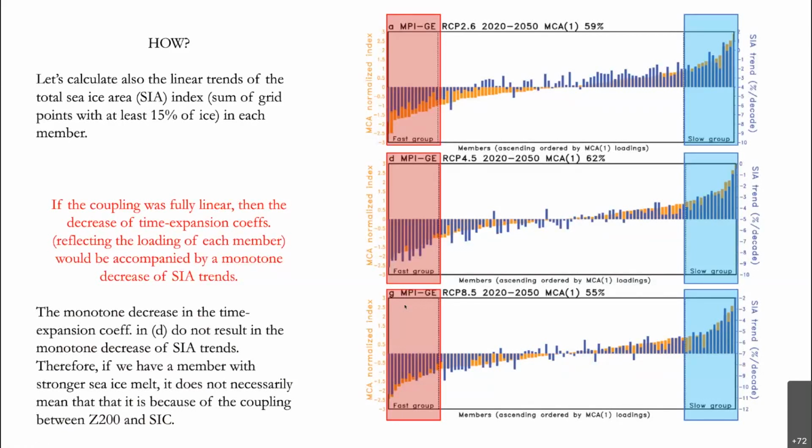So I just highlight these two edges of the distribution because this is true for the slow sea ice melting group as well. So they get the right hand of the distribution, and I could repeat that as well.